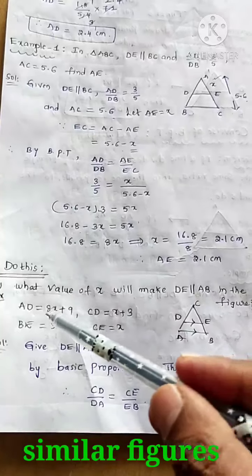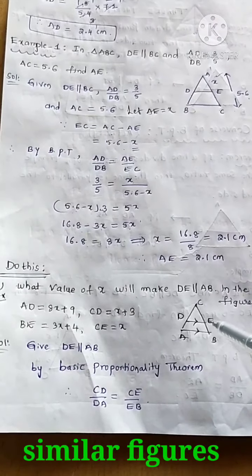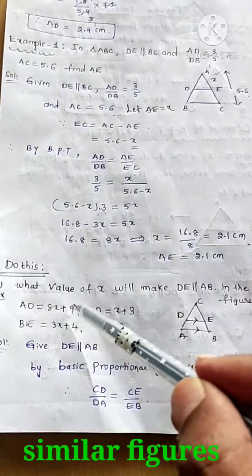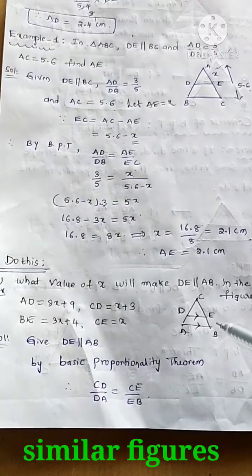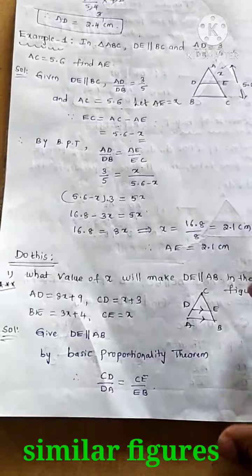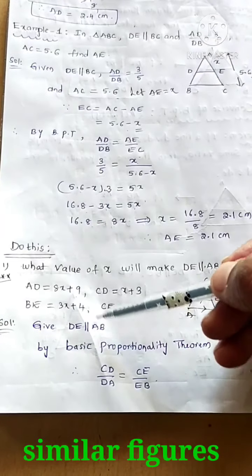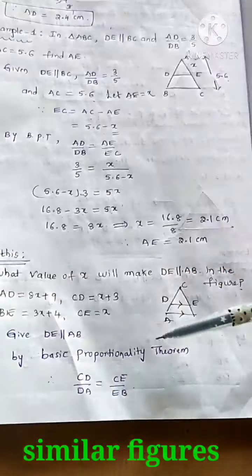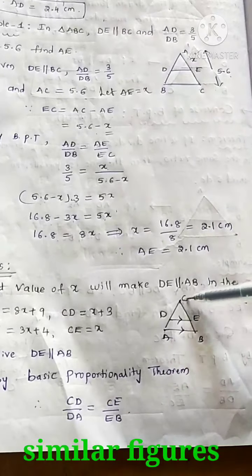In the figure, AD is given 8x plus 9, BE is given 3x plus 4, CD is given x plus 3, and CE is given x. What do we have to find? The x value. Already the parallel condition is mentioned, so write down the given data. By the basic proportionality theorem, CD by DA is equal to CE by EB.